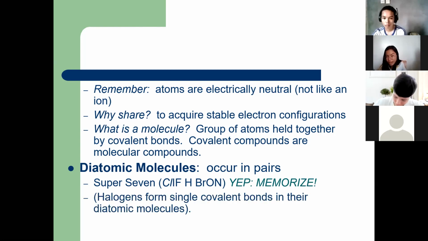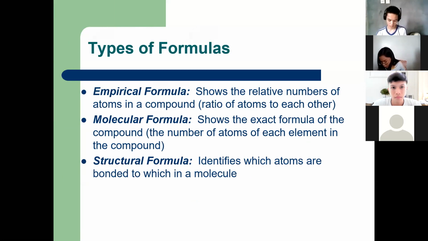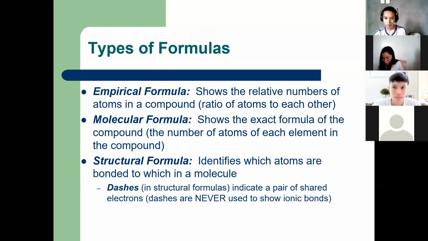Or you can memorize the elements in the halogens group. All the halogens, including hydrogen, oxygen, and nitrogen, are diatomic in nature. Okay. So look at your journal entries carefully. Types of formulas: we'll discuss this in our next lesson, probably in the second quarter, as we move forward with naming the molecules, given the empirical formula and the molecular formula.